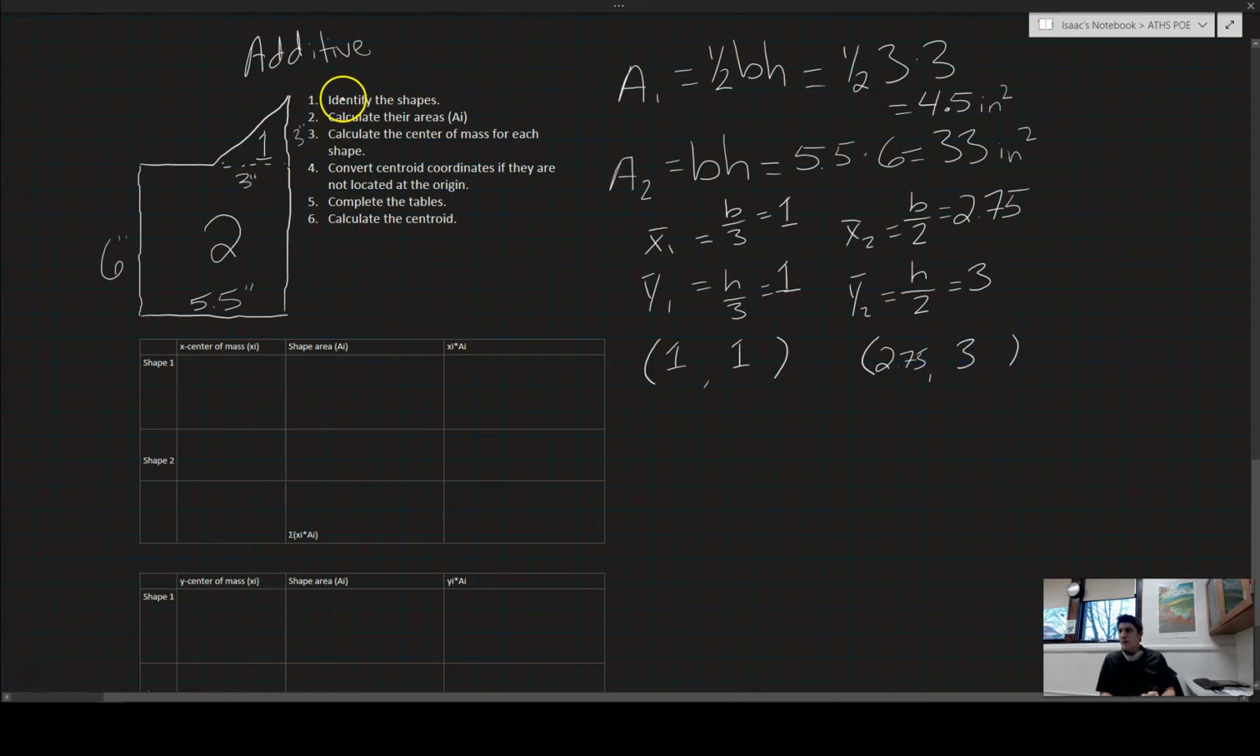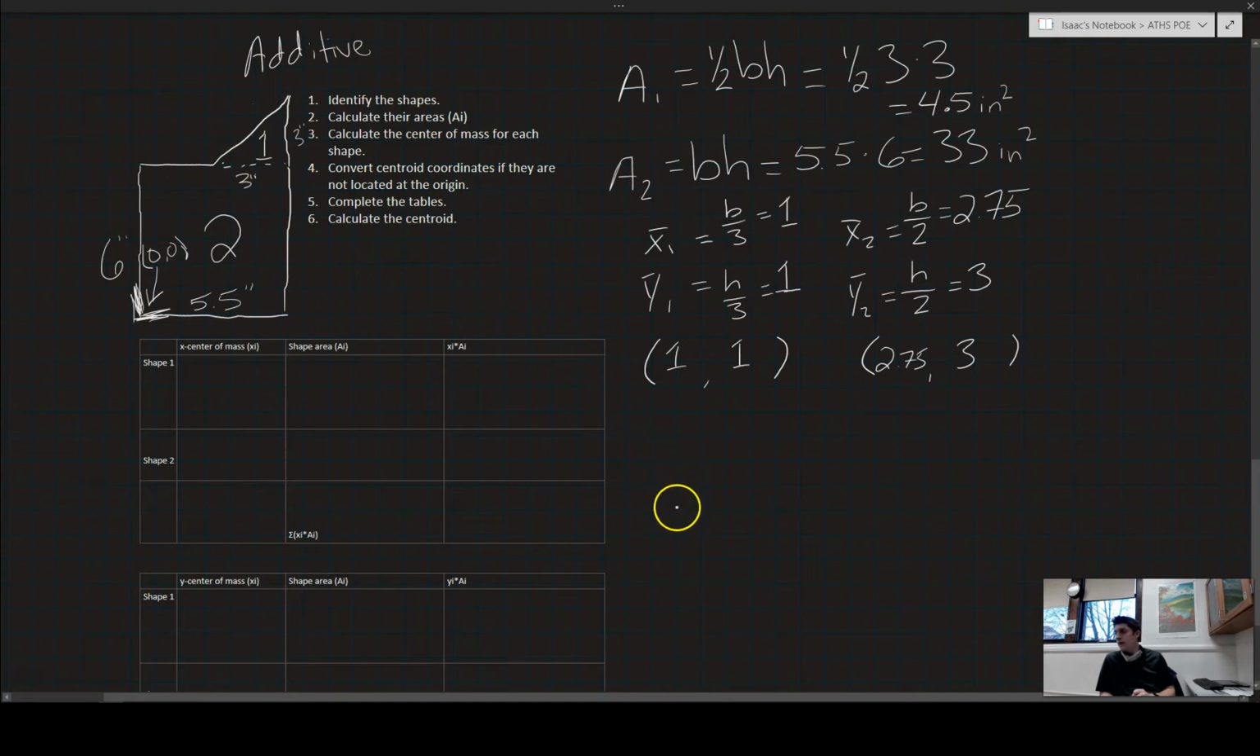So we've done step 1, identify the shapes. Step 2, calculate their areas. Step 3, calculate the center of mass for each shape. And then it says convert the centroid coordinates if they are not located at the origin. Now, our rectangle is sitting on the origin. We always assume that our origin is down here in this bottom left corner. So this is our 0, 0. So our coordinates for the rectangle are okay. The coordinates for our triangle are not.